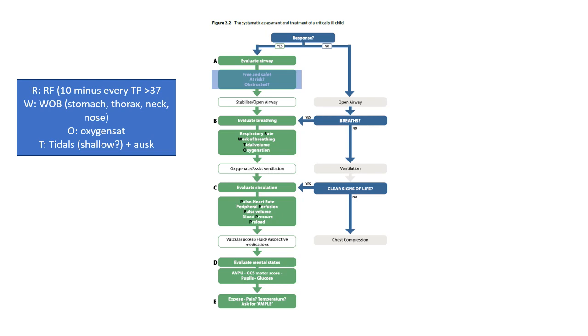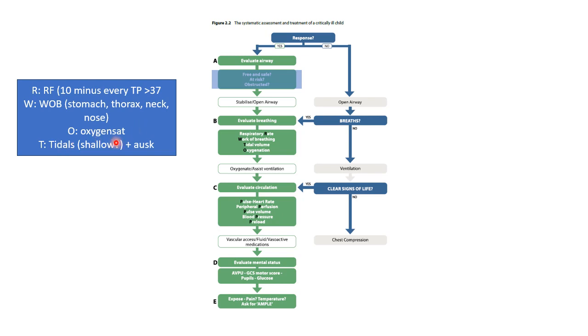Okay, so the R is for respiratory frequency, the W is for work of breathing. You should look at the stomach, if there's paradoxical breathing, the thorax, the neck, and the nose, and also head bobbing with small children. You look at oxygenation, for the saturation, like the pox on the finger. And that also shows you the heart rate and the perfusion. So it's a really good test, the pox one.